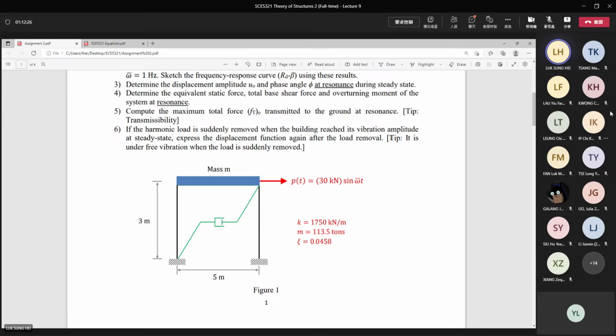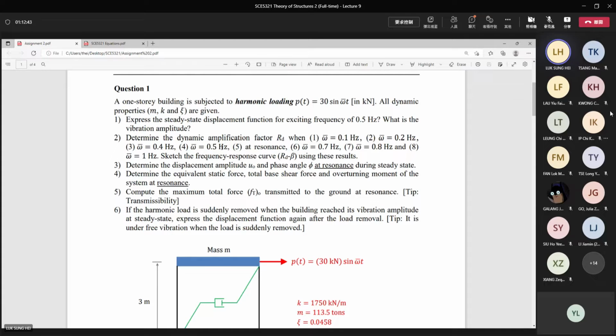I give you the tips as well. If the force is removed, that means it is under free vibrations. I give you the tips here. You know the free vibration response, so part 6 is also direct using our equations.